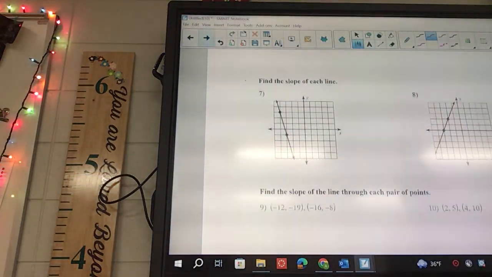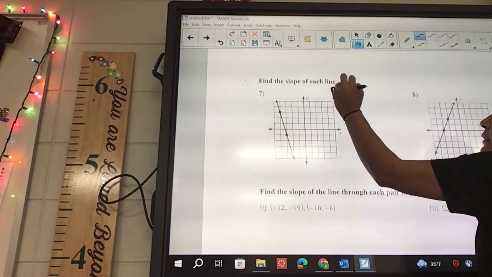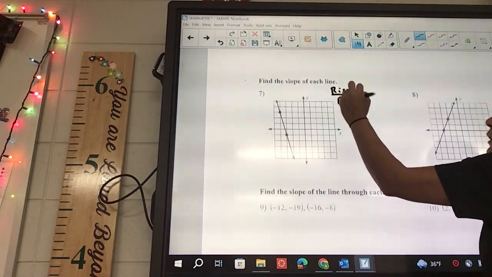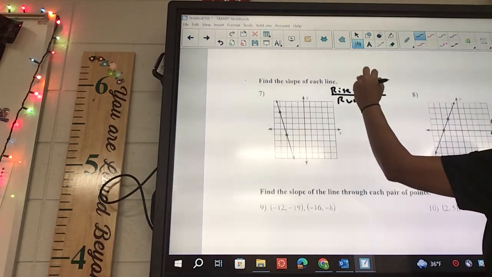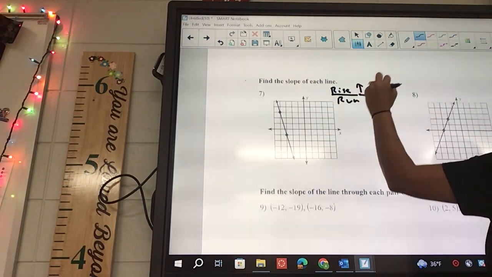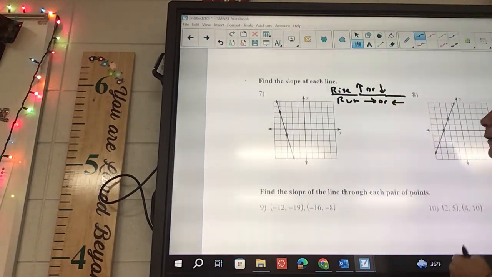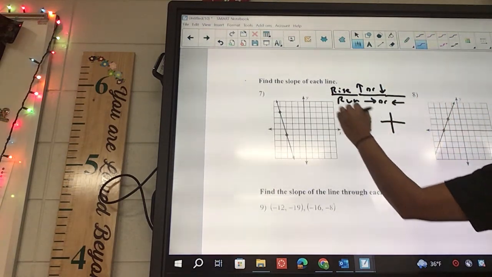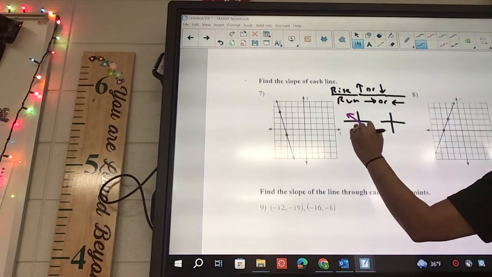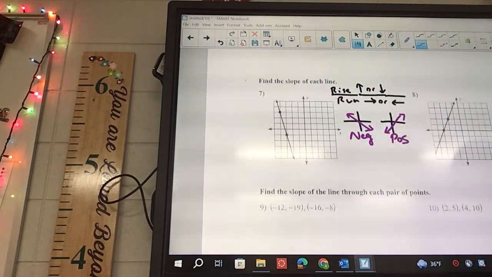Okay, the slope of the line. The slope is going to be our rise over our run, which is how much we go up or down versus left or right. Okay, and then the other part you would need is this. This is a negative line, and this is what a positive line looks like.